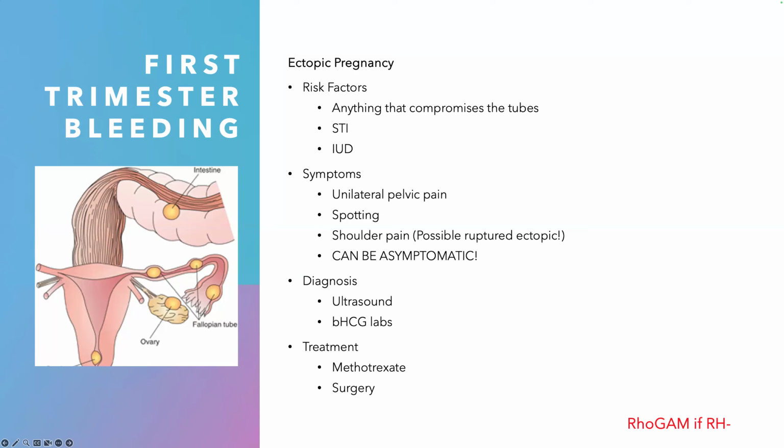STIs, and that's because untreated STIs can cause scarring in the tubes, which can make it harder for an egg to move. And then an IUD. An IUD does not specifically cause an ectopic pregnancy. I want to be mindful that IUDs are very, very reliable, and that they overall limit the chance of pregnancy and reduce the risk of pregnancy.